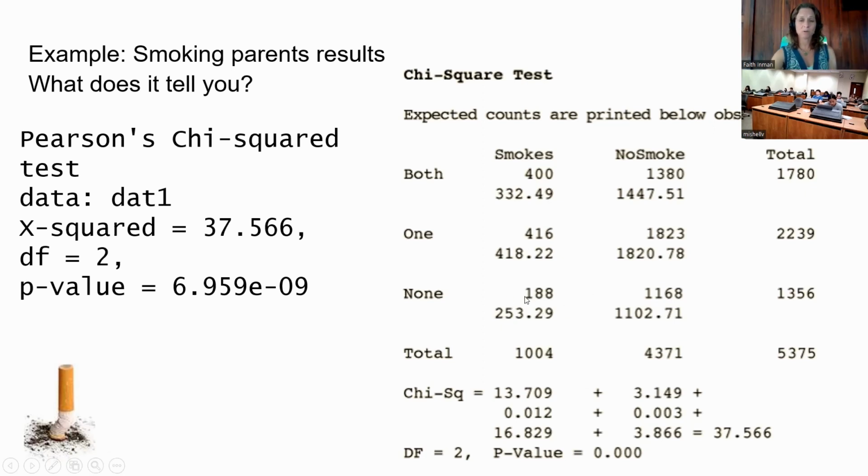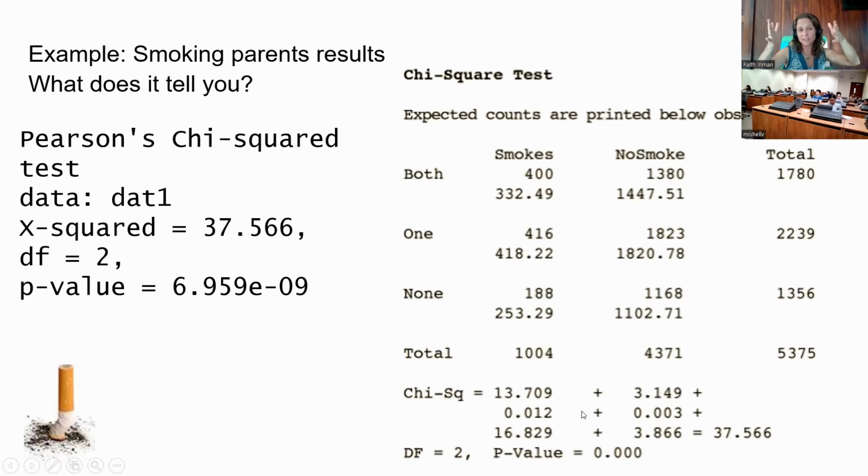Over here, where neither parent smokes, we observe 188 students that are smoking. And if there were no association under the null hypothesis, we would expect to see 253 students smoking, given all the students that smoke. But that number is actually a lot lower, which means there probably is something going on with having no parents smoking. You're less likely to smoke if neither one of your parents smoke. And if you don't smoke, our observed count is 1,168, and our expected is 1,102. So we actually have more than expected not smoking, which also makes sense, right? You're just less likely to smoke if your parents don't smoke. That's how I would interpret it.